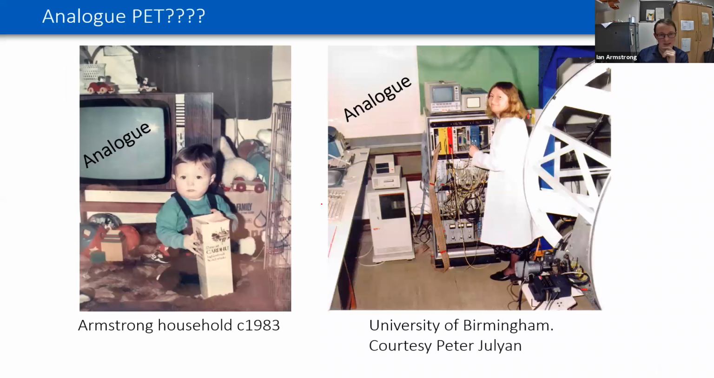But as Peter has said, yes, I shudder inside when people talk about digital PET, because gamma cameras and PET scanners have been digital for many, many years. So here's what I consider to be examples of analog imaging systems. And yes, no prizes for guessing who that is on the left-hand side there with the bottle of 12-year-old malt, a sign of things to come clearly.